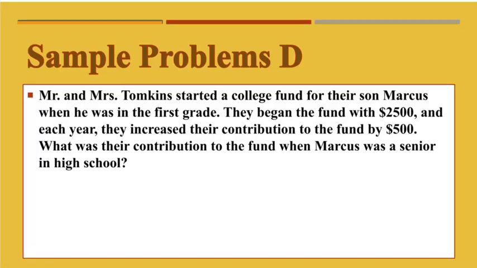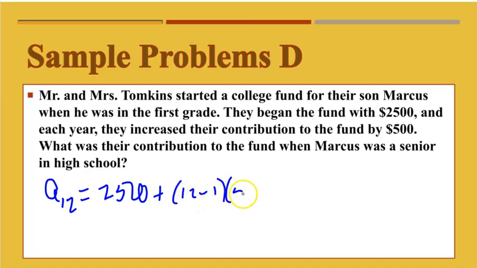So if we use the formula, we need to find the 12th term, because senior year is your 12th year, and if you're starting in the first grade, that equals the first term. They start off with $2,500 plus 12 minus 1 times the $500 they're putting in each year. So that's 2,500 plus 11 times 500, which gives us, in the 12th year, $8,000 in the account. So that is our lesson on arithmetic sequences.